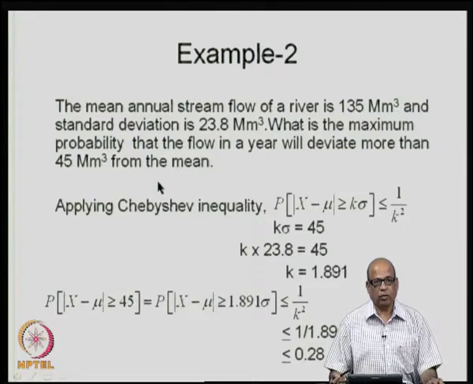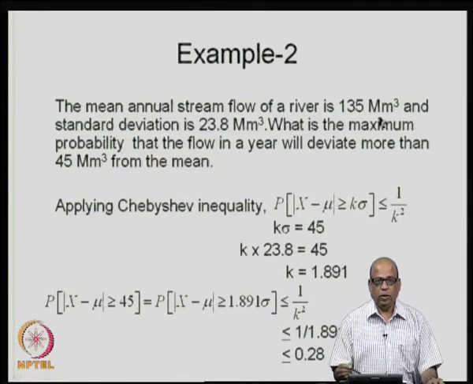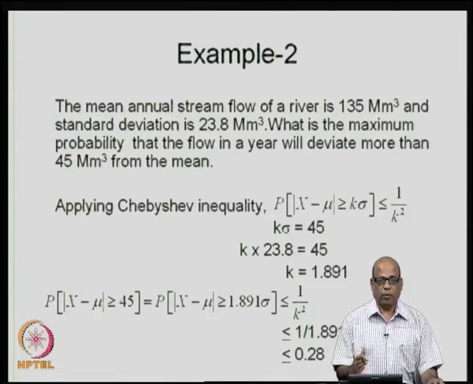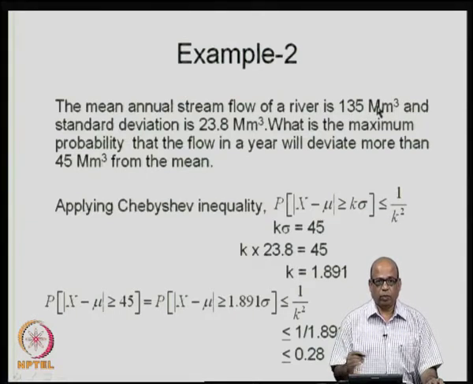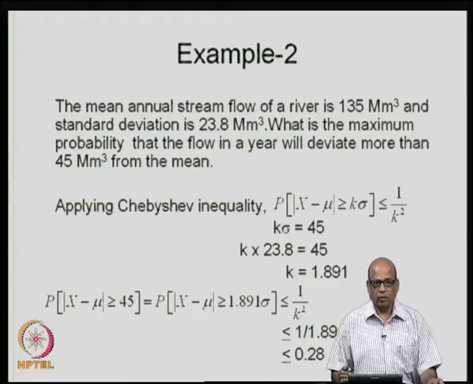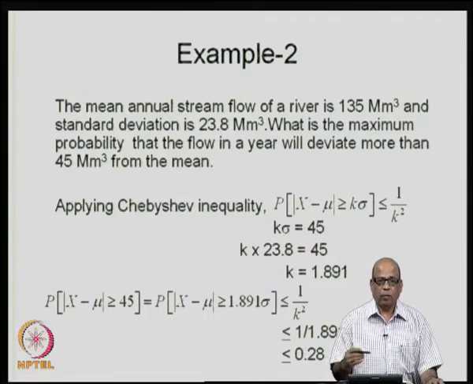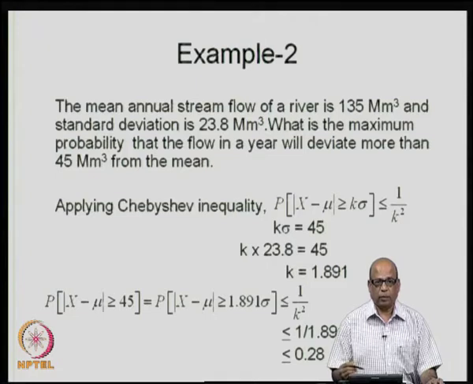These kinds of questions would be of course of practical relevance, because knowing the mean we may be interested in seeing how low the flow can go, or what is the maximum probability that the flow will deviate by 45 million cubic meters from this on either side, because you would like to plan for water resources utilization, the stream flow utilization based on such information. And therefore, you will be interested not so much in the probability density function or the probability distribution functions themselves, but in what will be the maximum probability of such an event happening.